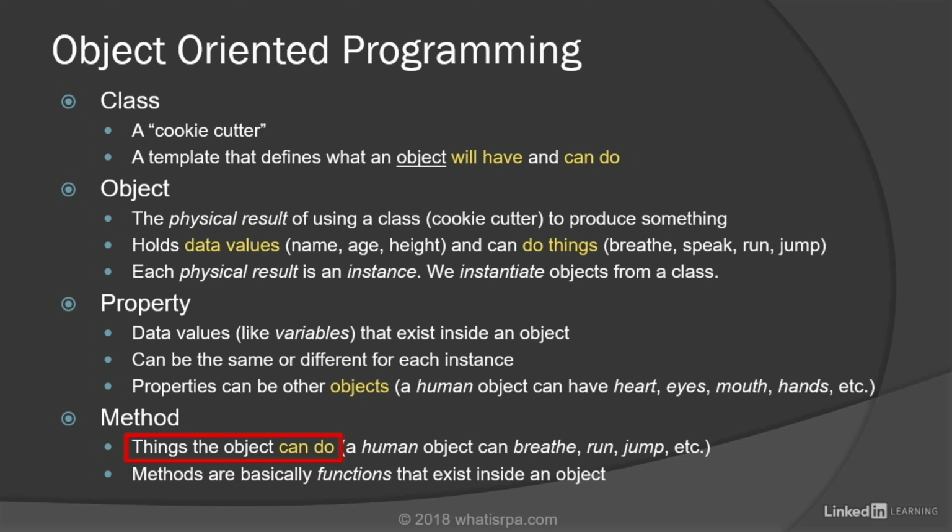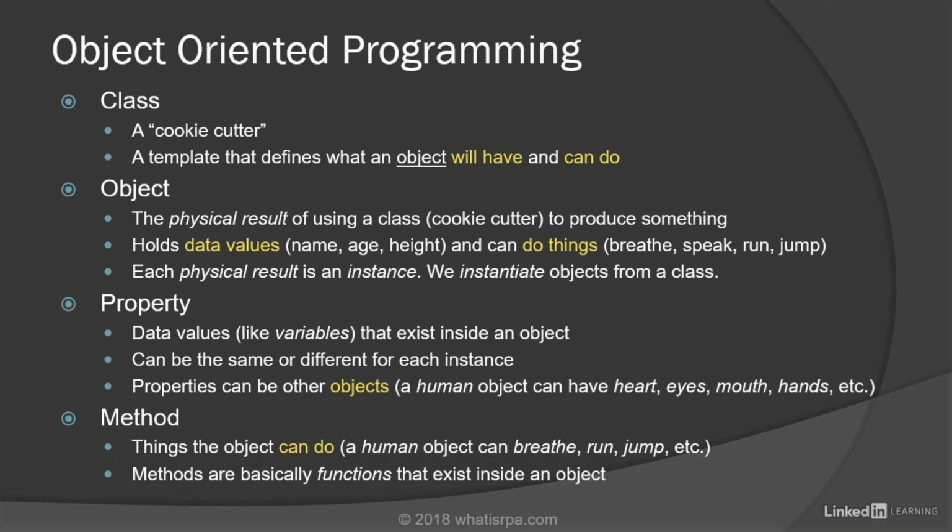Finally, methods are things that the object can do. A human object, for example, can breathe or run or jump. And methods are basically functions that exist inside an object. And of course, we talked about functions in previous lectures.